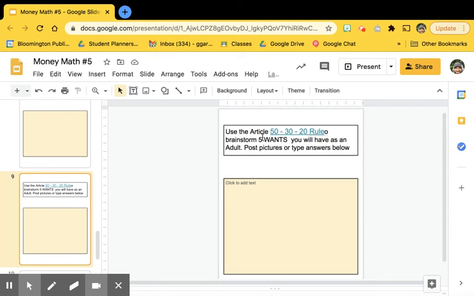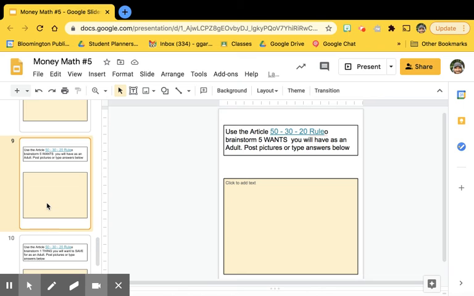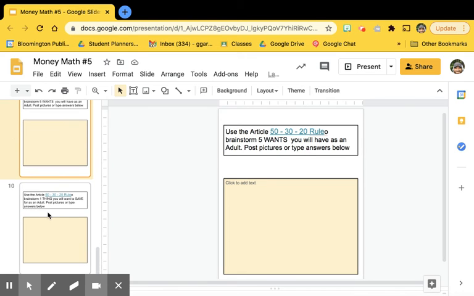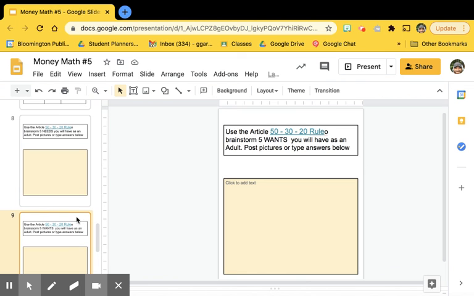Next is 5 wants you will have as an adult. Same thing, except it's wants. Again, that's 30% of what you have. You don't have to figure out how much you're spending or anything like that. You're just brainstorming what are some things I'm going to want as an adult. Maybe it's a car. The last one is to brainstorm one thing you will want to save for as an adult. Again, you can post a picture or type answers below. Think of things that you might want to save for when you are an adult.